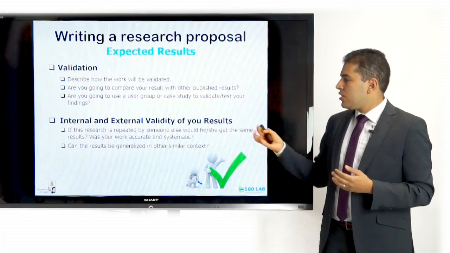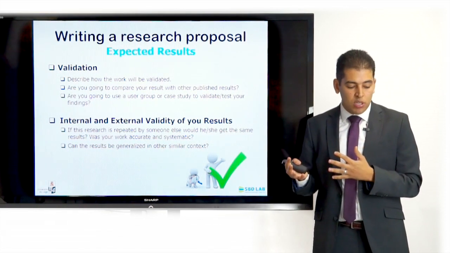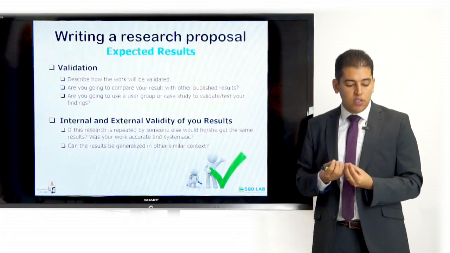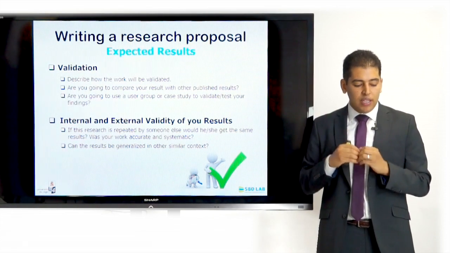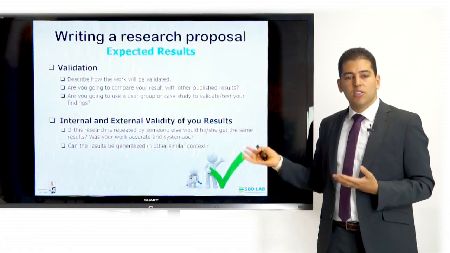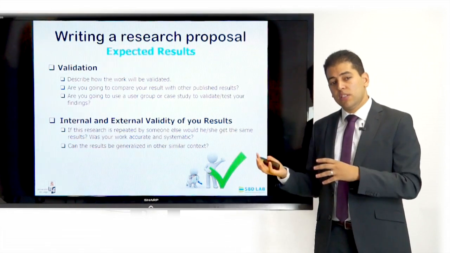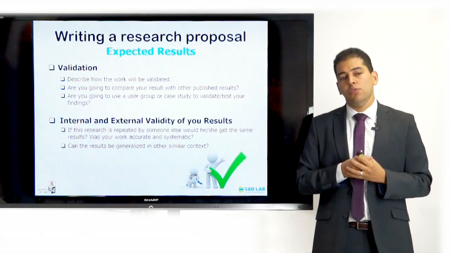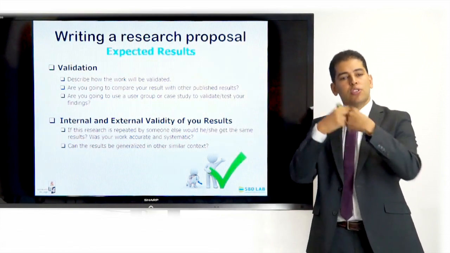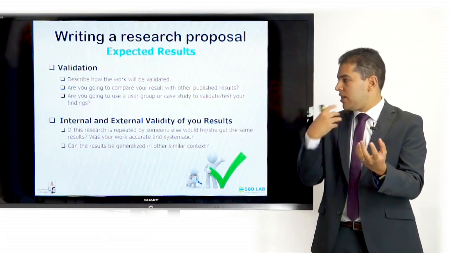And you should look for internal and external validity of your result. If this research is repeated by someone else, would they get the same results you did or not? Is your work accurate enough? Do you have a systematic approach? Can the result be generalized in another similar context? These are interesting discussion questions that you can use to develop your final conclusion later in the thesis, but you could also address them in your proposal writing to make sure that you are not only producing information and throwing it out without making sure that it works, that it functions, that it will have an effect and impact.